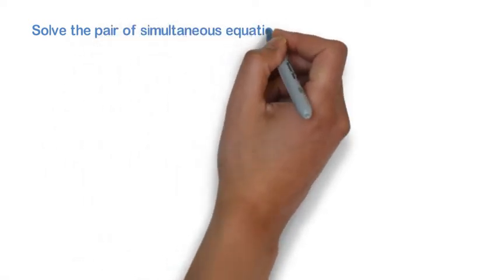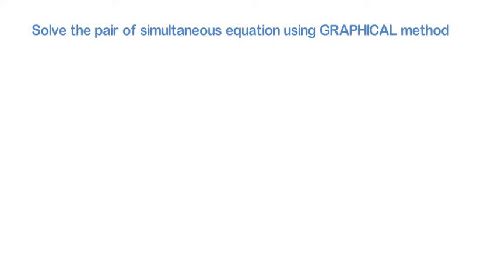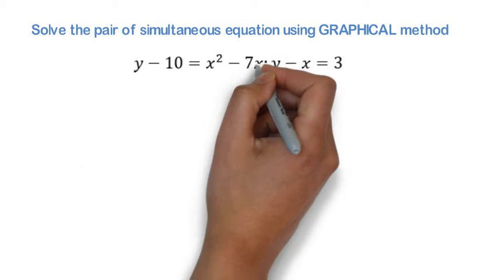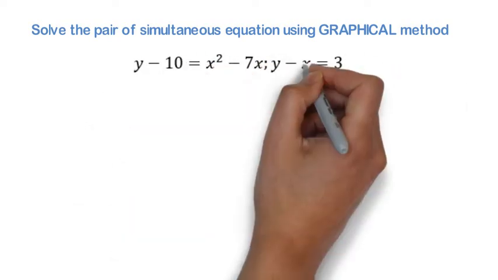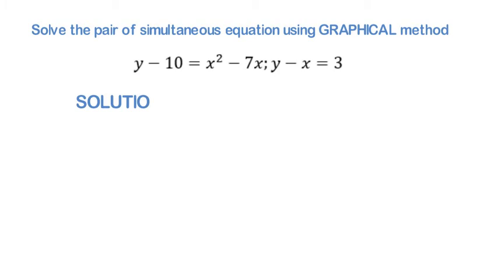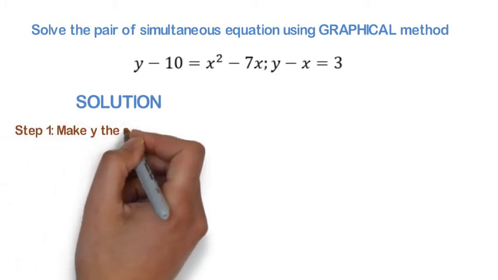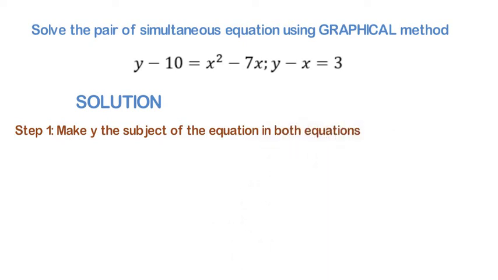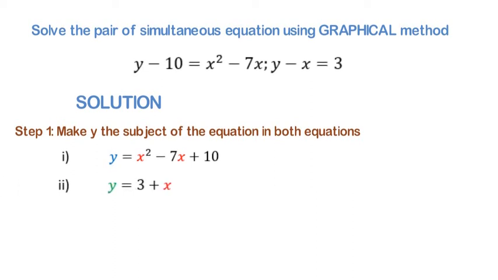Solve the pair of simultaneous equations using the graphical method: y minus 10 equals x squared minus 7x, and y minus x equals 3. Solution. Remember our step 1. Make y the subject of the equation in both equations to form relations. So we have the first one as y equals x squared minus 7x plus 10, and the second one as y equals 3 plus x.